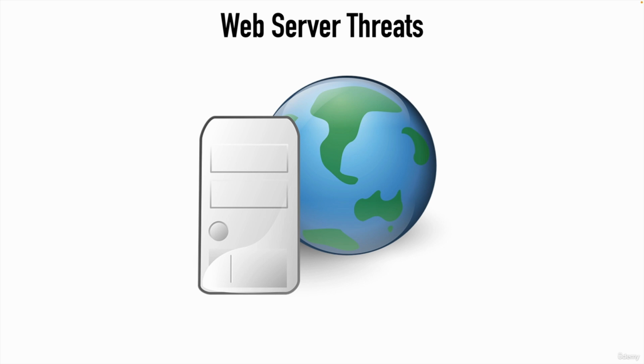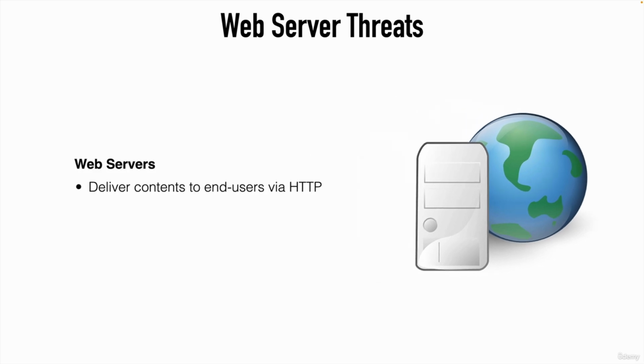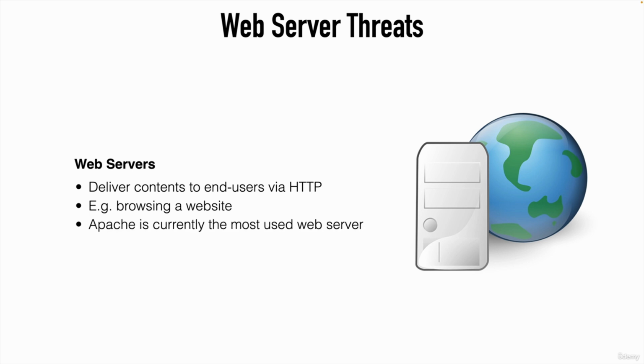Web servers are prevalent in modern networks, so we need to understand the threats to this type of infrastructure. Web servers are defined as systems which deliver contents to end users through Hypertext Transfer Protocol, or HTTP. These contents could be web pages, media, photos, or just any general type of file. We use this all the time without even thinking about it when we browse the internet. Many websites are built on Apache. Apache is one of the most used web servers in the world currently.